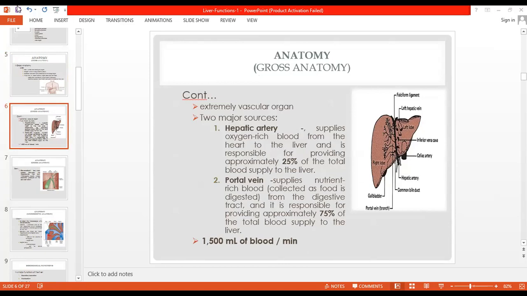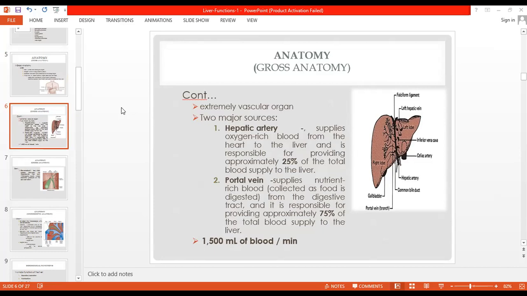Unlike most organs which have a single blood supply, the liver is an extremely vascular organ that receives its blood supply from two major sources. We have the hepatic artery and the portal vein. The hepatic artery is a branch of the aorta. It supplies oxygen-rich blood from the heart to the liver and is responsible for providing approximately 25% of the total blood supply to the liver.